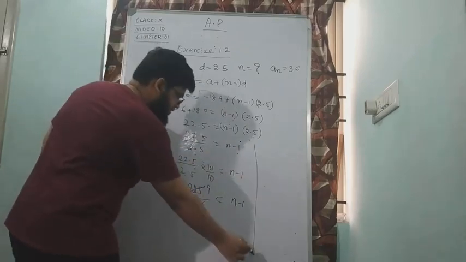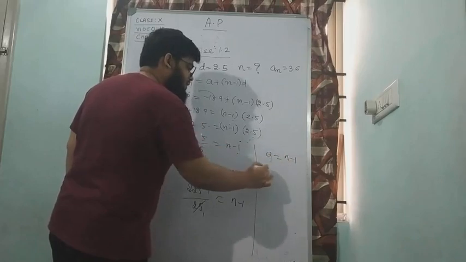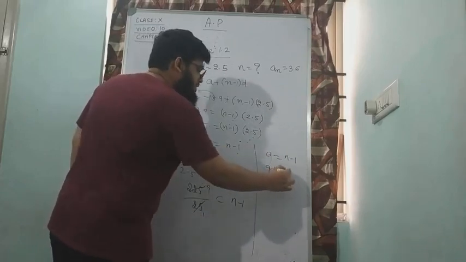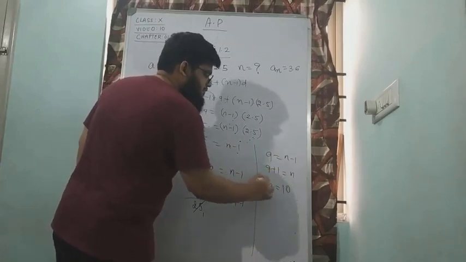I do the last steps here. So 9 is remaining this side, is equal to n minus 1. 9, minus 1 when taken to the other side, becomes plus 1, is equal to n. Therefore the value of n is 9 plus 1, which is 10.